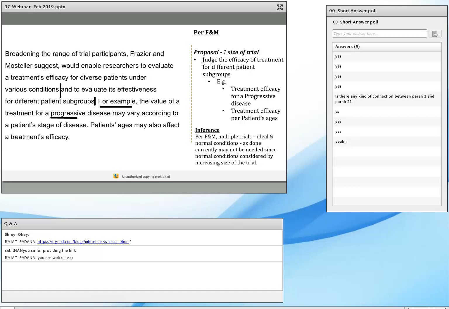What FNM are saying is that the current practice, where you're doing those multiple trials, where you first look at patients who are ideal patients, and then you really broaden the set, may not be needed once you broaden the set up front, since the broadened set is all considered from the get-go overall.